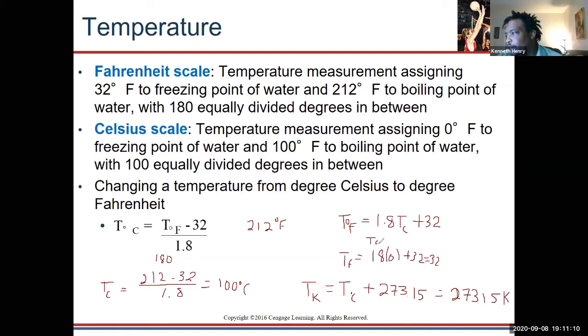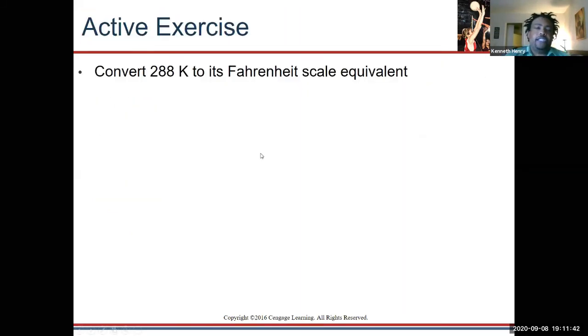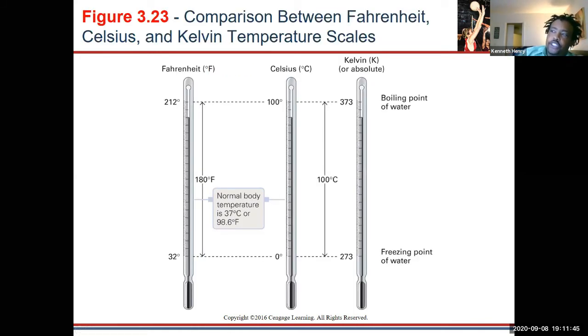So now for TC equals 0. Okay, now what about when TC equals 100? 373.15. Okay, piece of cake. I'm assuming you guys get it all perfectly. So let's get some hard questions now. This here basically shows you all of the scales and how they relate to each other.